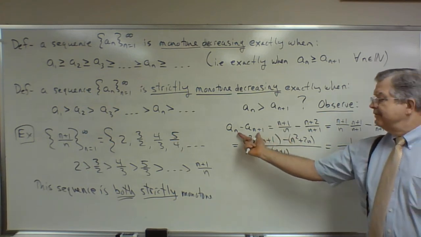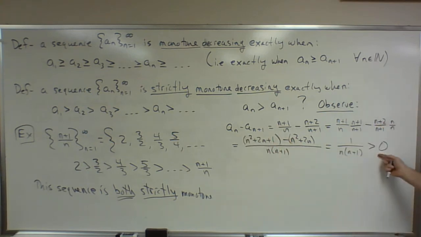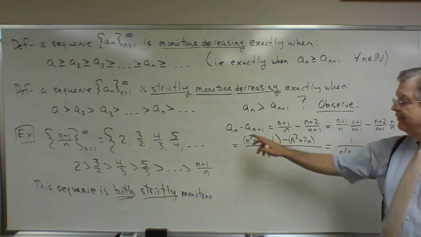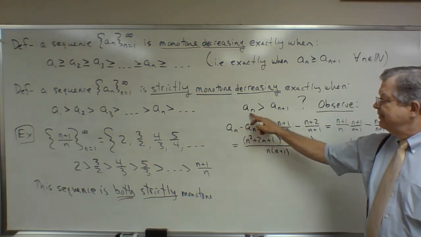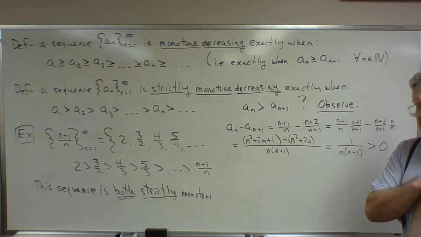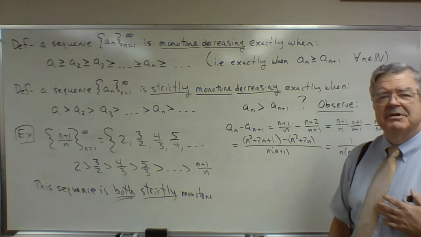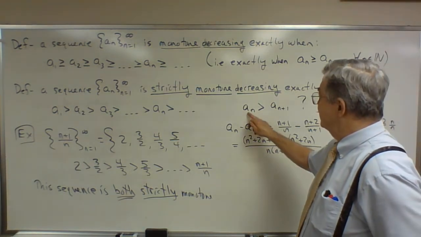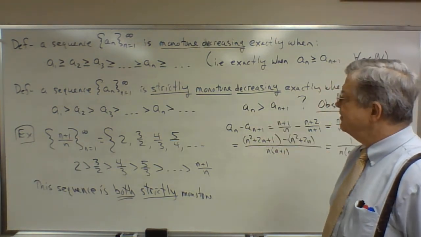So the difference of two successive terms is positive. That means that each term is greater than the one that comes after it. So, yes, this is strictly monotone decreasing. Monotone decreasing. Every term is greater than the one that comes after it.